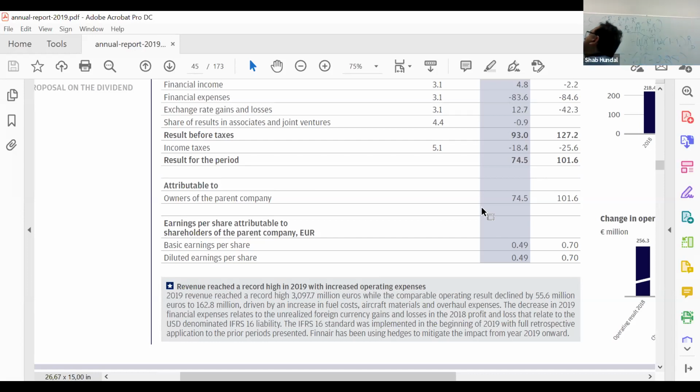93. How much tax is Finnair paying? 18.4. Don't have to consider the minus sign. What percentage is this? 19%. Let's call it 20. Yeah, keep it simple. So now I'm taking it step by step.